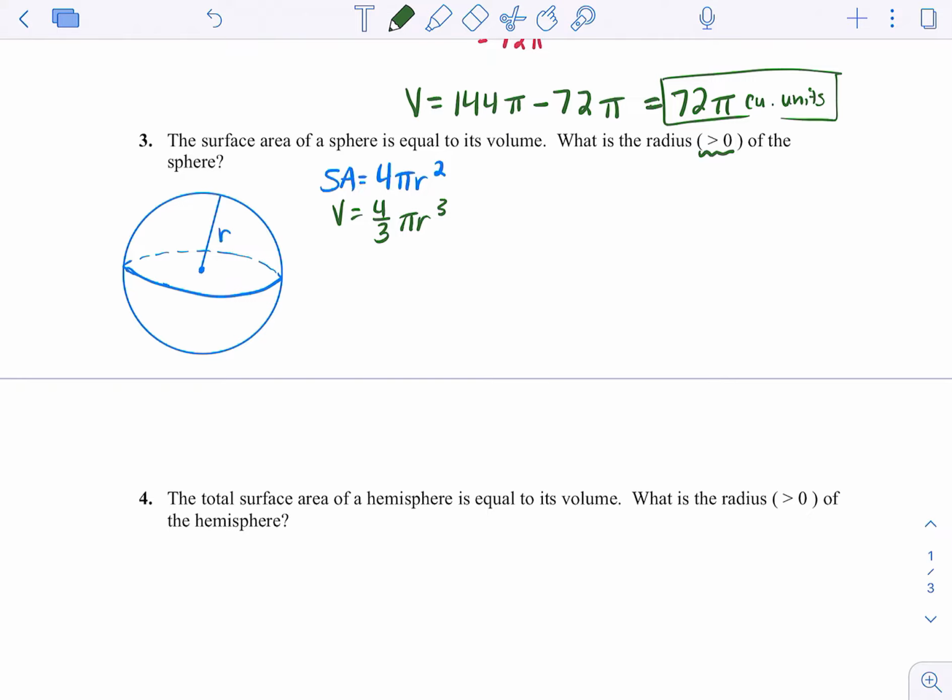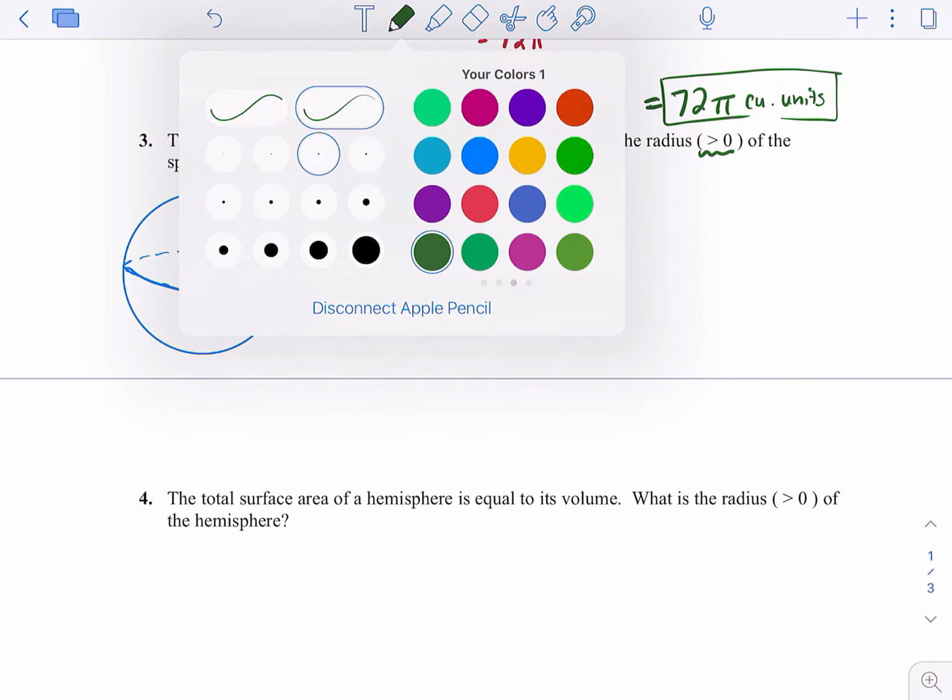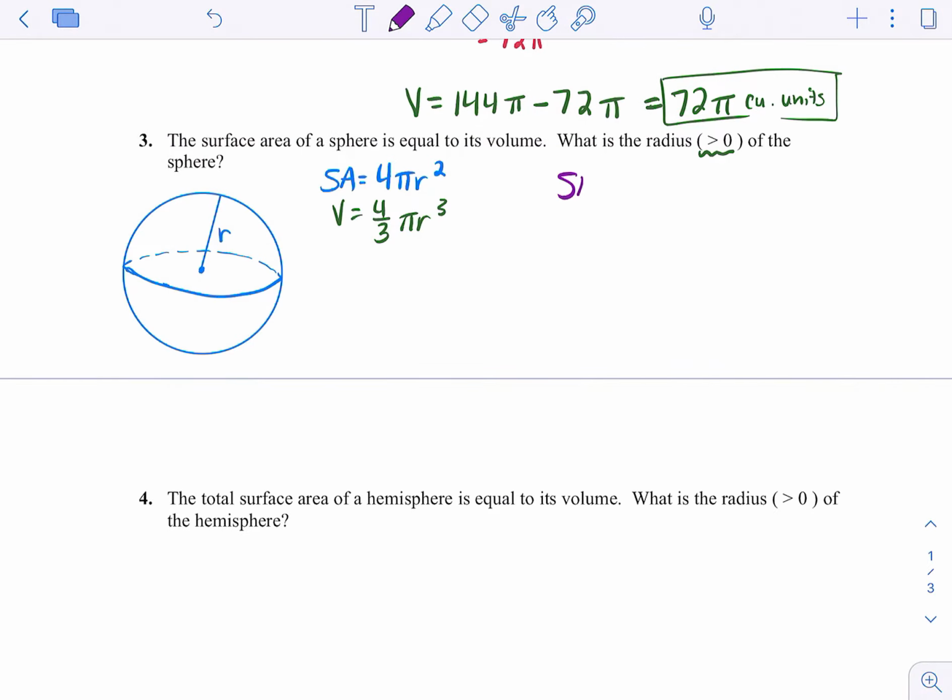So it says that those are equal. We don't know what value they are, but I have two formulas that both involve the radius. Whenever we have quantities that are equal and they use the same variables, well, we have the power to set those equal to each other. So that means that if the surface area is equal to the volume, that means 4 pi r squared equals 4/3 pi r cubed.